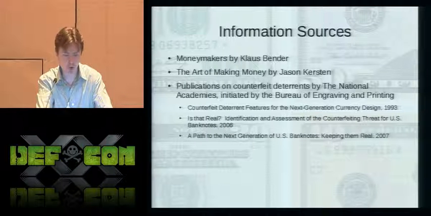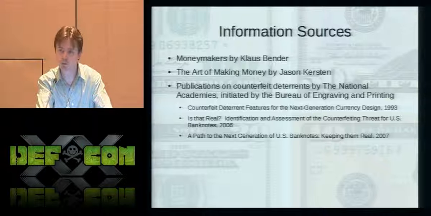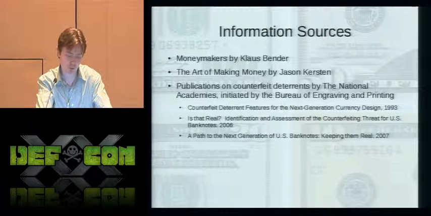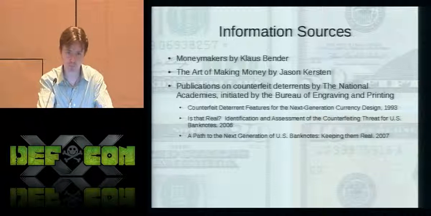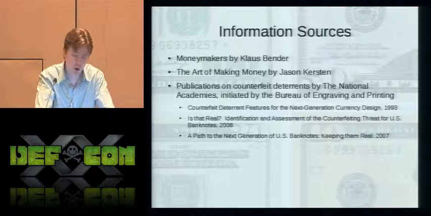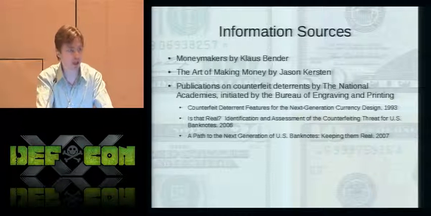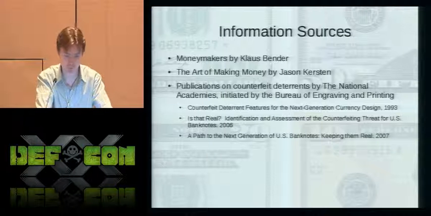The next one, The Art of Making Money, is a very nice biography on one of those counterfeiters I mentioned, Art Williams, who was caught, went out of jail, then was caught again. He is currently in jail. But it's a very interesting tale as to how he came about becoming a counterfeiter and how he taught himself. And lastly are 3 publications that were made by the National Academies.